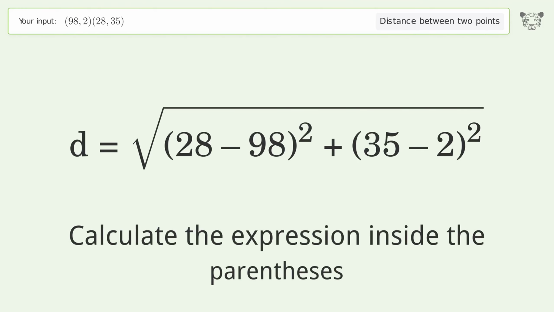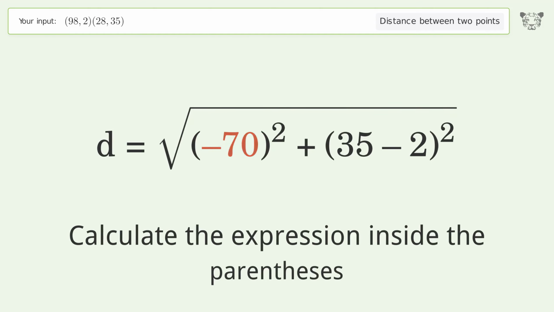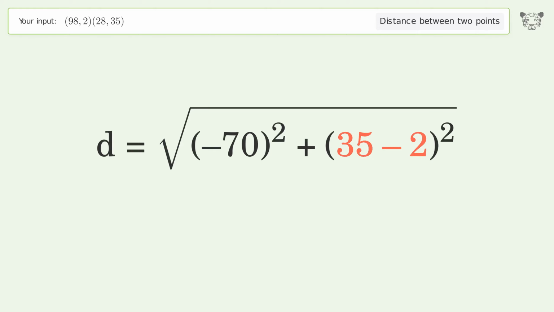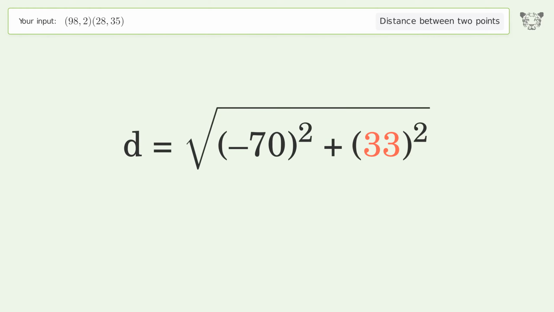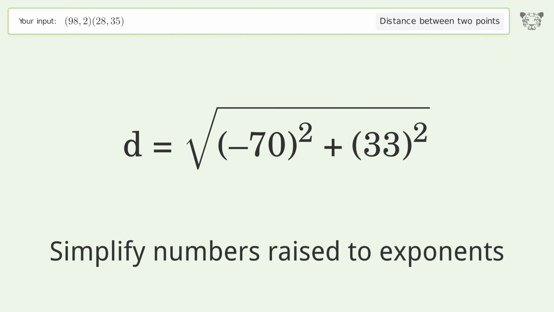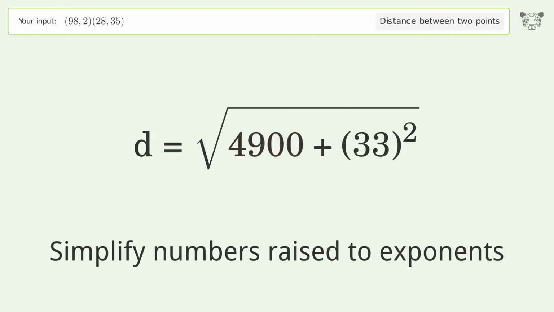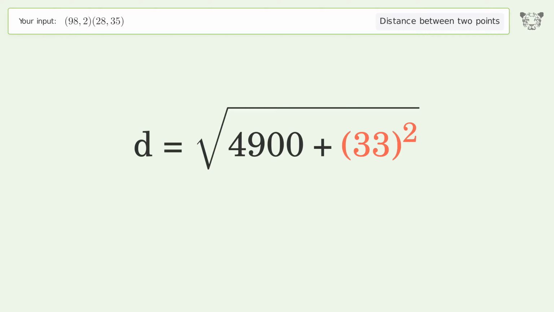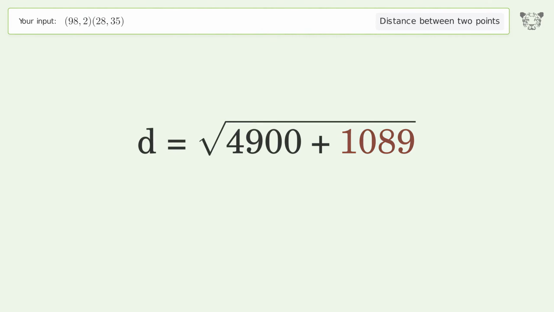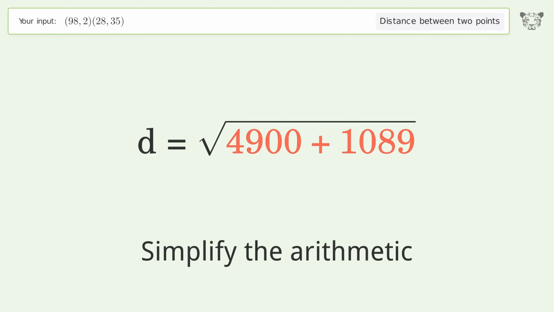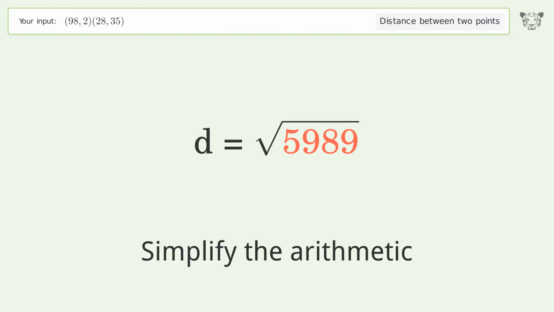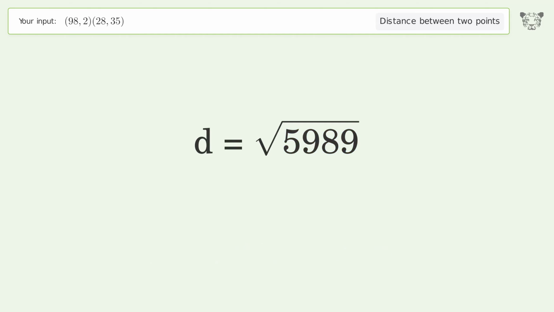Calculate the expression inside the parentheses. Simplify numbers raised to exponents. Simplify the arithmetic. And so the distance between the 2 points is the square root of 5,989, or 77.389.